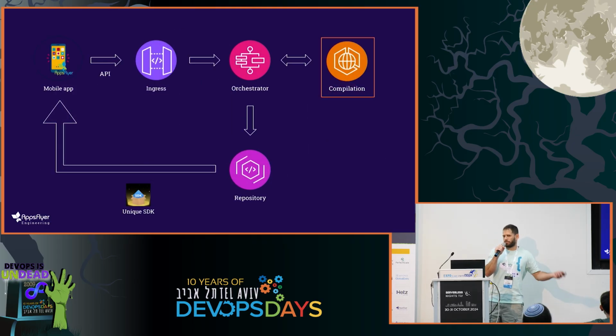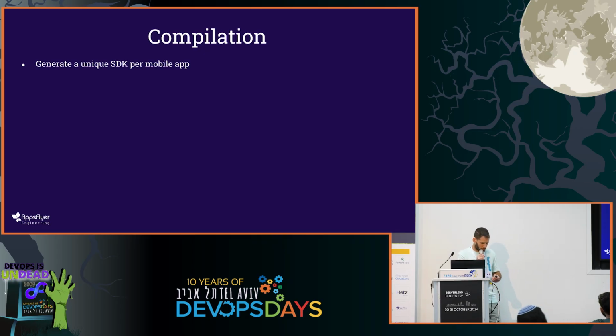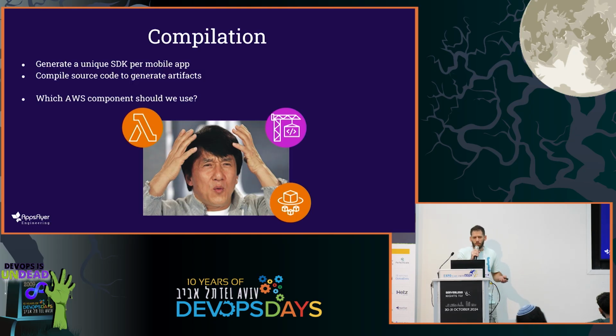Next, I'm going to jump to the compilation component. I'm going to skip the orchestrator for a bit, but we're going to go back to it. So compilation. Basically, what we'd like to do here is generate the unique SDK per mobile app. So compile source code that's going to generate artifacts. So the question is, which AWS component should we use? Which service can help us compile the source code and generate the SDK?